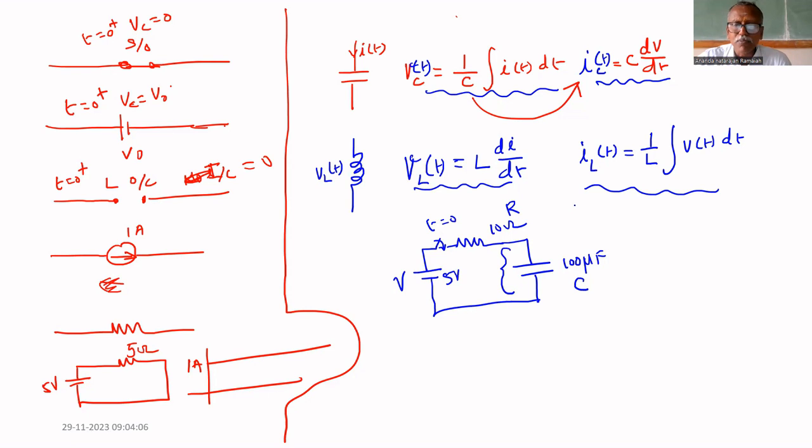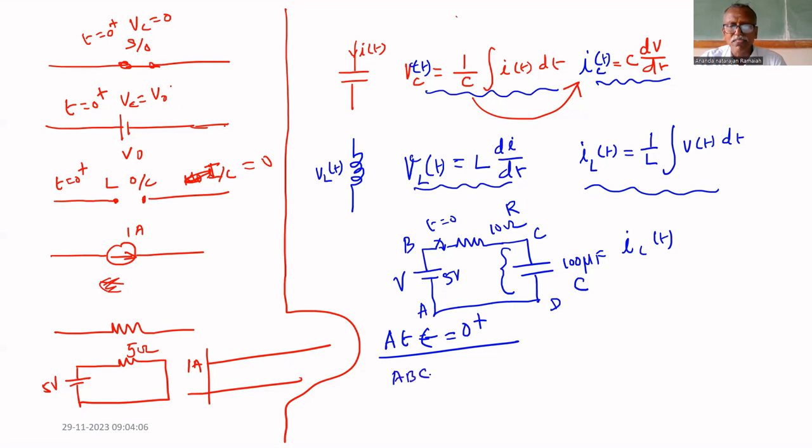Let us find the response IC of t that we want to find. At t equal to 0 plus, write the KVL. Let us start from A, B, C, D, A. Consider the loop A, B, C, D, A. If we travel from A to B, increase in voltage of 5 volt. So V, generally you will write V, volt.